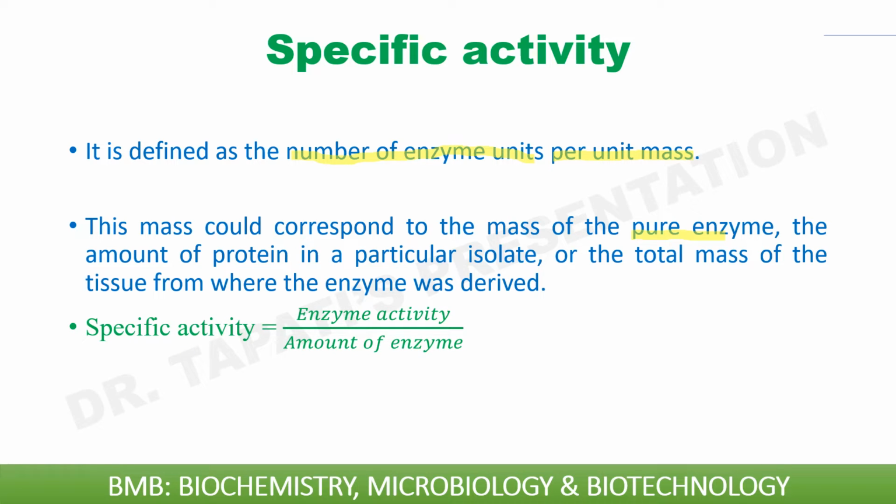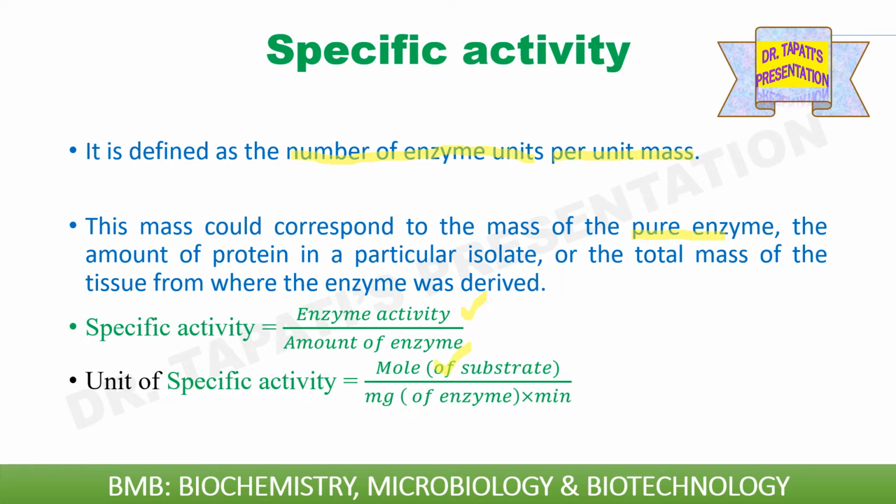Therefore, we can write specific activity is equal to enzyme activity divided by amount of enzyme. So, if we divide enzyme activity by the mass of the enzyme, we will get the specific activity value. In that case, the unit of specific activity is moles of substrate divided by mg of enzyme into minute, or we can say the unit of specific activity is moles per mg per minute.